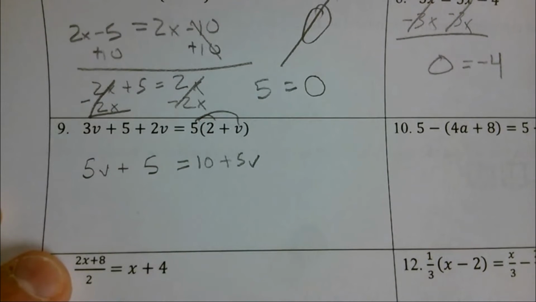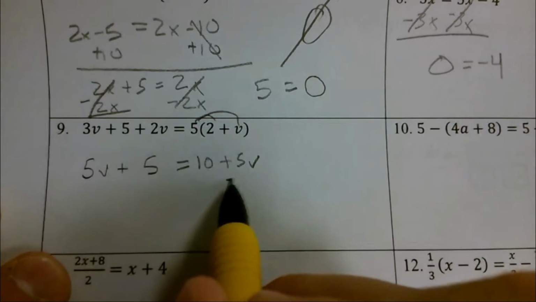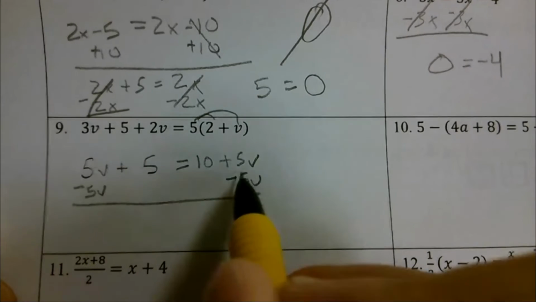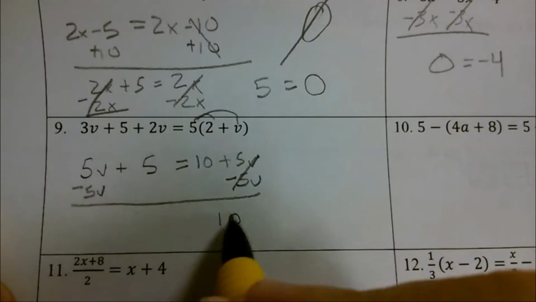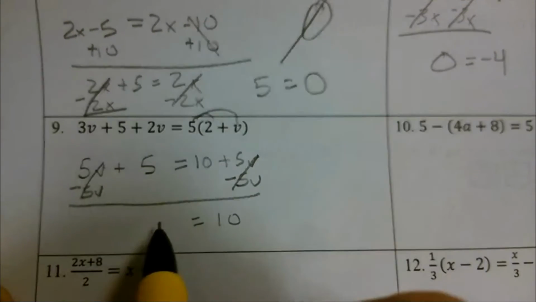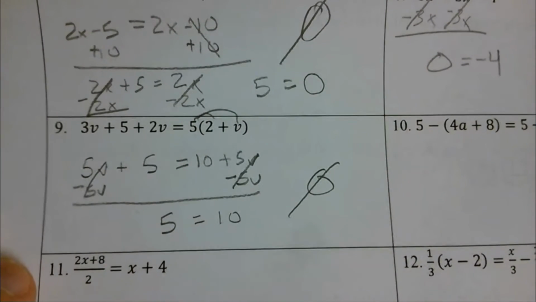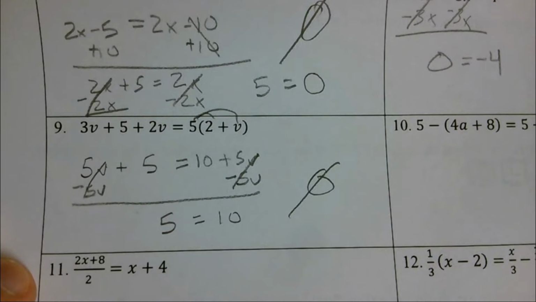And you might already see something that looks like it won't work, so let's check it out. I'm going to subtract 5v from both sides. These cancel, and I'm left with 5 equals 10. Doesn't make any sense. No solution.